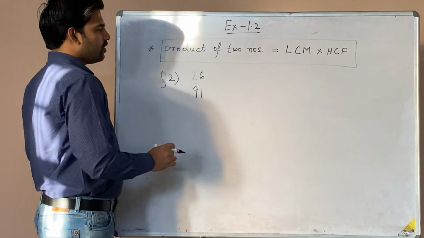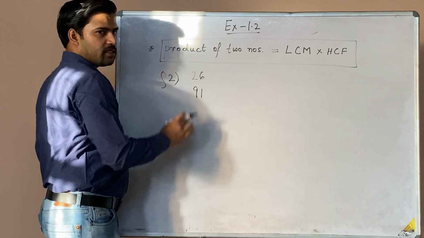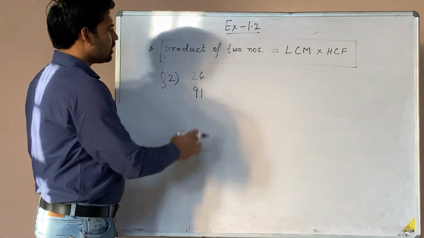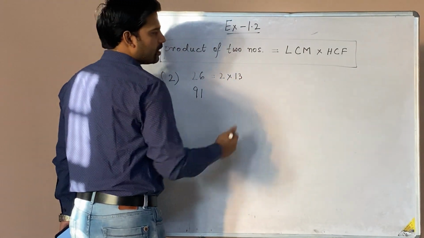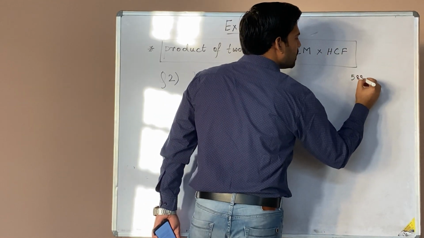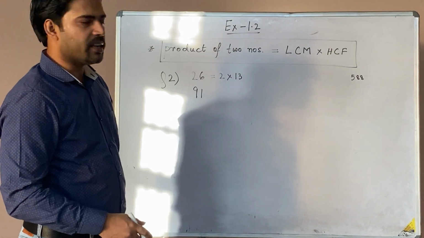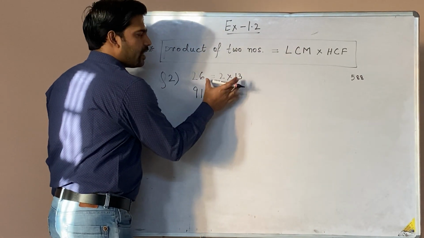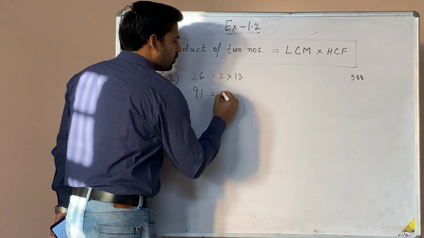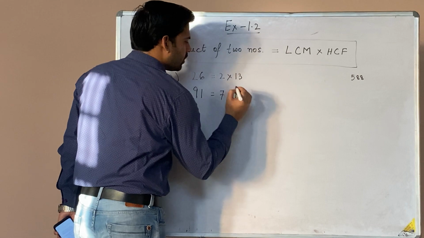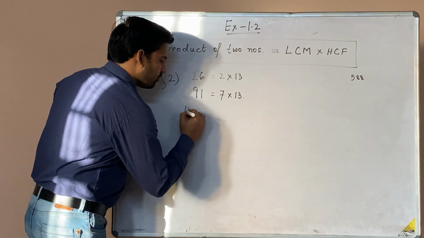Before finding out the HCF of these two numbers, you go with the prime factorization of these numbers. 26 I can do orally, it can be written as 2 into 13. Suppose the number is very big, suppose the number is 588. In that case you will do what? You will calculate the LCM and you will find out the prime factors. This is where I have applied the division algorithm. Similarly going with 91, 7 into 13 is 91.